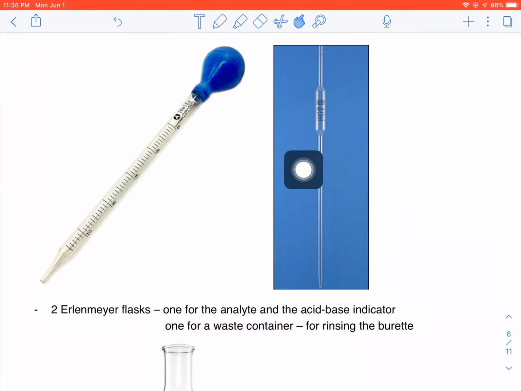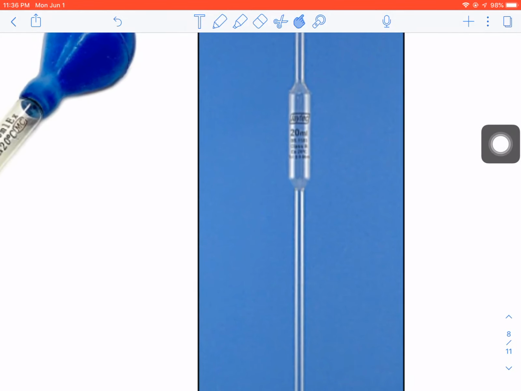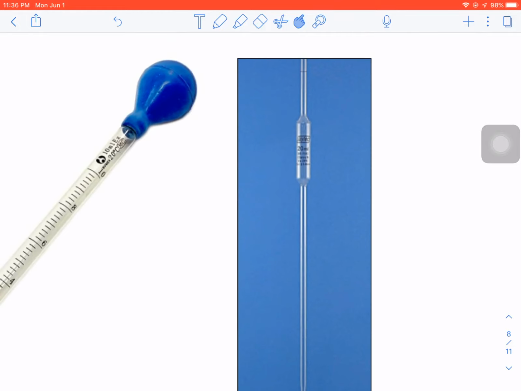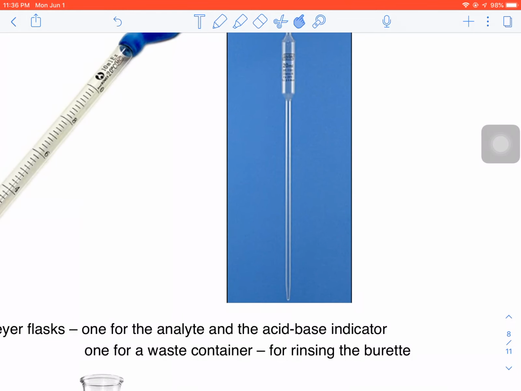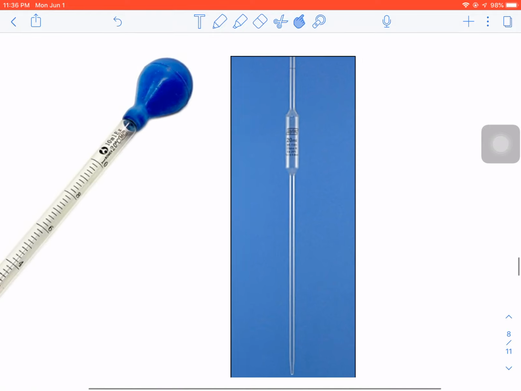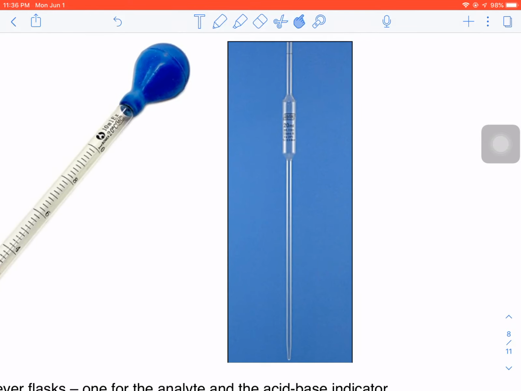The other one is to use this one here. This is called a volumetric pipette. This one here is a 20 milliliter pipette. Again, it should be open at both ends, and I'm going to do the same thing. I'm going to put the rubber bulb on top, and the liquid will start coming up. It will fill this big fat section of the pipette, and this little line here tells me when I have exactly 20.00 milliliters of whatever liquid I'm measuring.